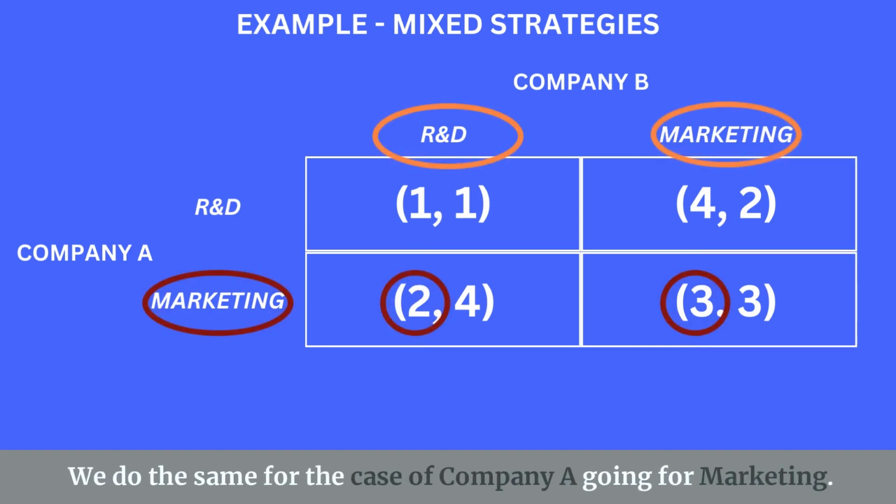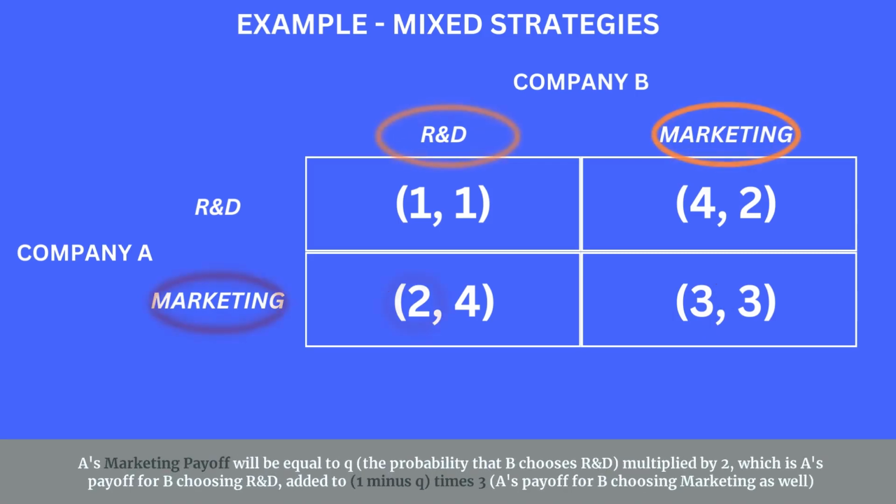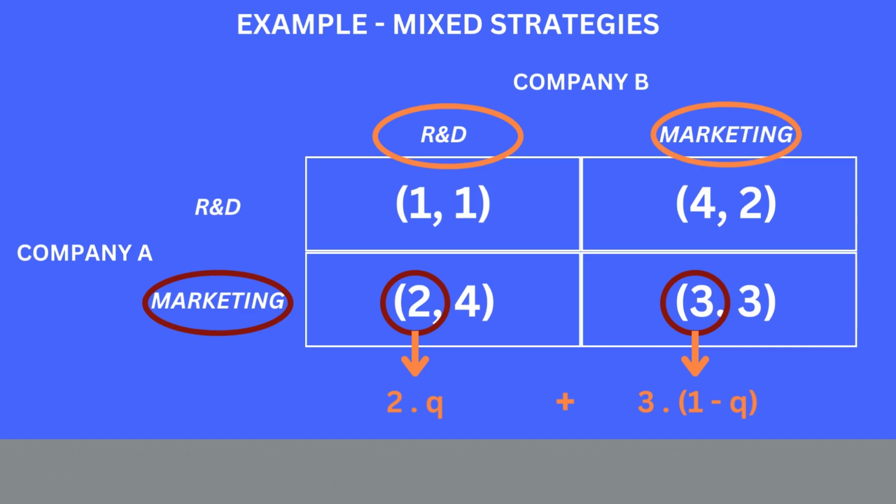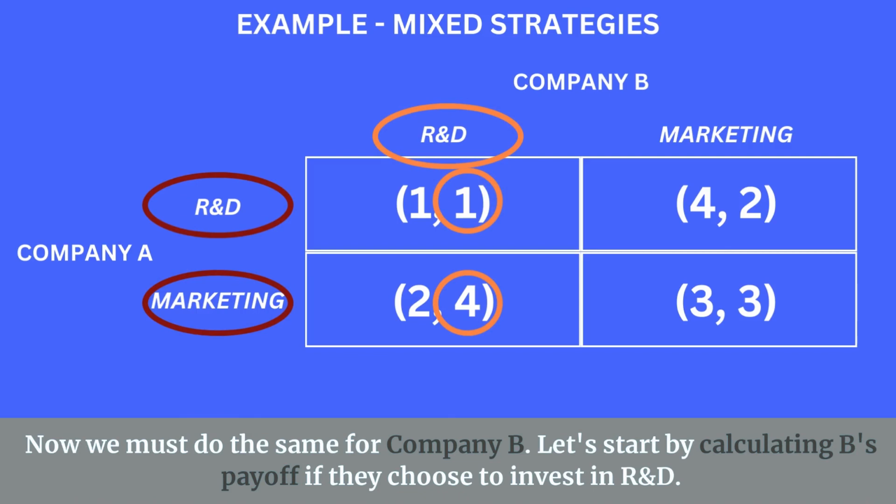We do the same for the case of Company A going for marketing. A's marketing payoff will be equal to Q, the probability that B chooses R&D, multiplied by 2, which is A's payoff for B choosing R&D, added to 1 minus Q, times 3, A's payoff for B choosing marketing as well. Now we must do the same for Company B. Let's start by calculating B's payoff if they choose to invest in R&D.